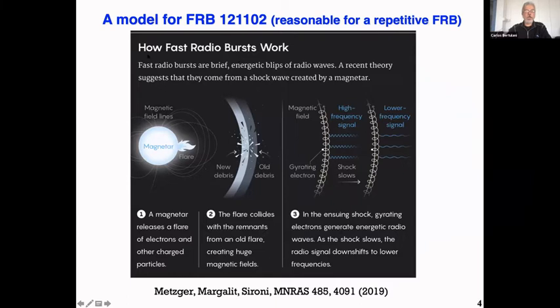So in this model here, you have a magnetar and you have a flare, and the flare releases electrons and other charged particles which collide with previous remnants from a previous flare, okay? And they create a huge magnetic field because these are charged particles. So this magnetic field with the charged particles creates then a shock wave, which is responsible for the fast radio burst. So this is a popular model. It's based on this repetitive FRB, but we don't really know if this is the case for explaining this phenomenon.